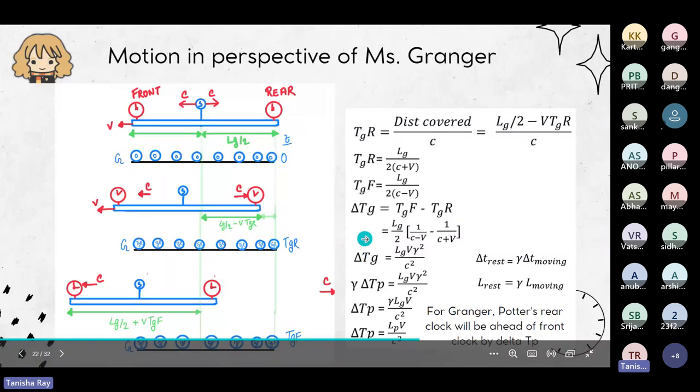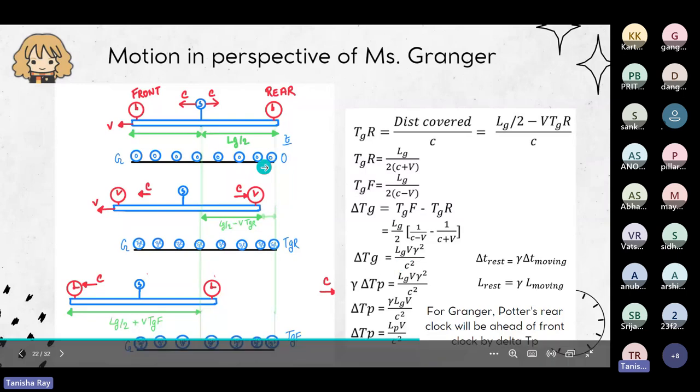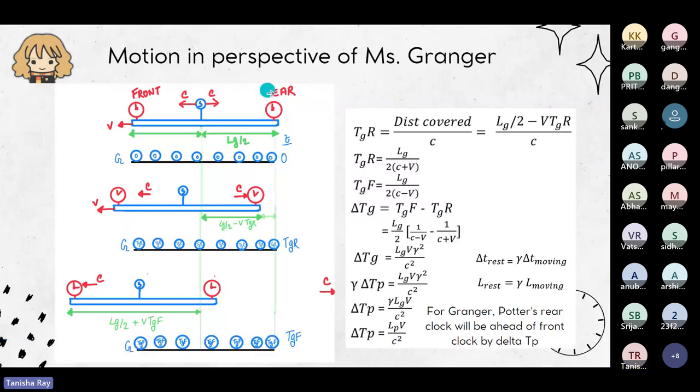They are not showing the same time. In fact, it is your rear clock which is showing some extra time, due to which you are seeing the same time in both clocks when the rays are hitting them. And Potter asks, what the hell are you saying? I have synchronized my clocks very well. Then he says, okay, then tell me what is the extra time that I am seeing. Give me some report at least.